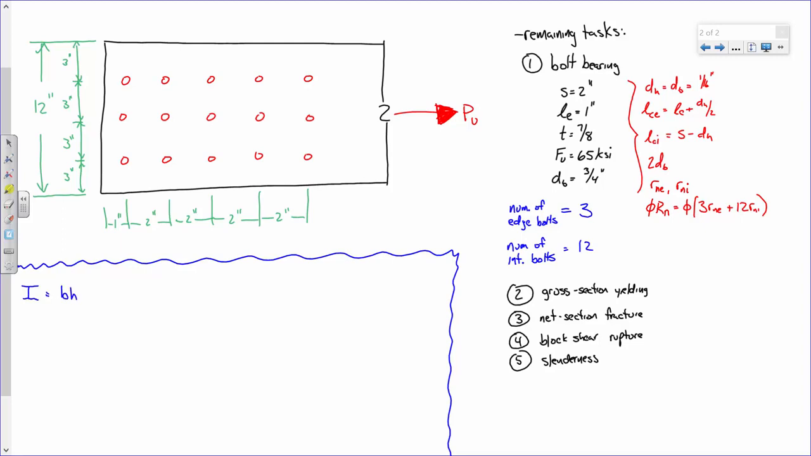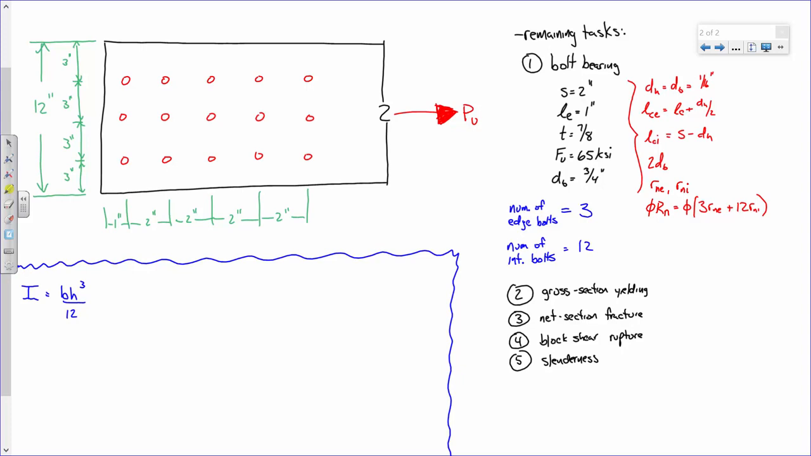So, the moment of inertia is bh cubed over 12. Remember that there is a strong axis moment of inertia and a weak axis moment of inertia. Okay? So there are two ways that we can compute that. The plate is 12 by 7/8, so we could do 12 by 7/8 cubed or 7/8 by 12 cubed.